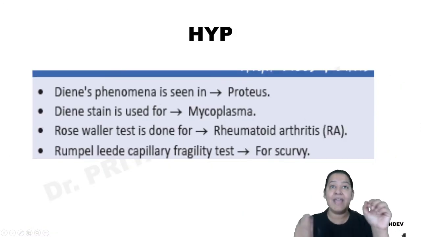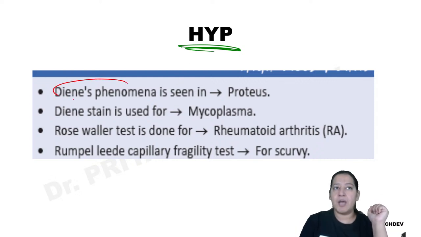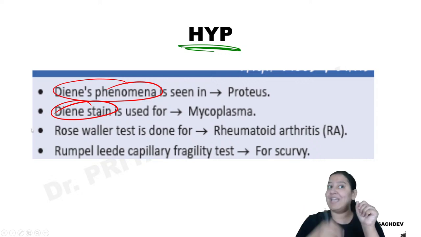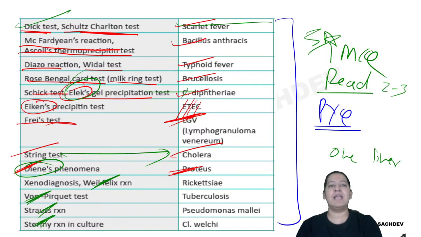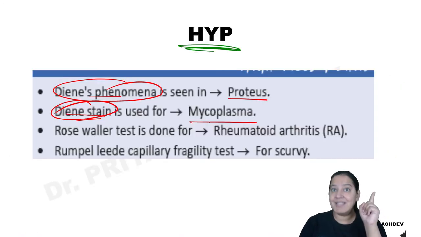So there are some high yielding points. Let me enumerate. Dienes phenomenon is different, Dienes stain is different. So students get confused. The spelling is the same. Dienes phenomenon is seen in Proteus, but Dienes stain is seen in Mycoplasma. Dienes phenomenon is seen in Proteus. Here I had told you Dienes phenomenon. Dienes phenomenon is seen in Proteus, but Dienes stain is seen in Mycoplasma.